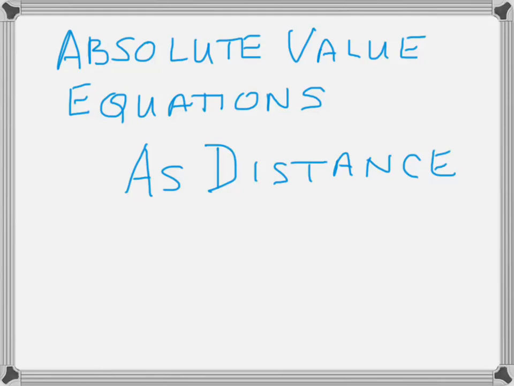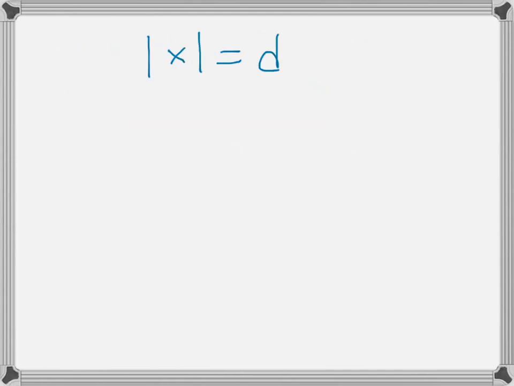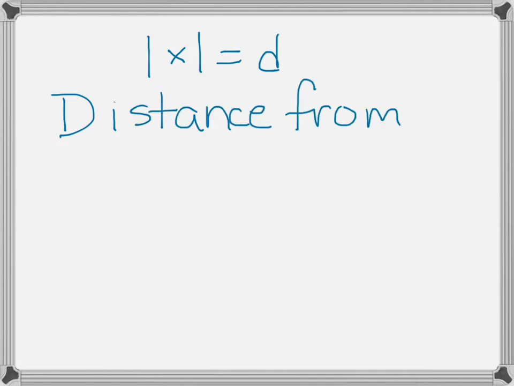Okay, today we're going to look at absolute value equations as distance from a given point. In future units, we're going to look at absolute value equations or functions on a coordinate plane. But right now we're just going to use it as distance. So let's look at the absolute value of x is equal to d. D is going to give us the distance, and we're going to be looking from the distance from 0.